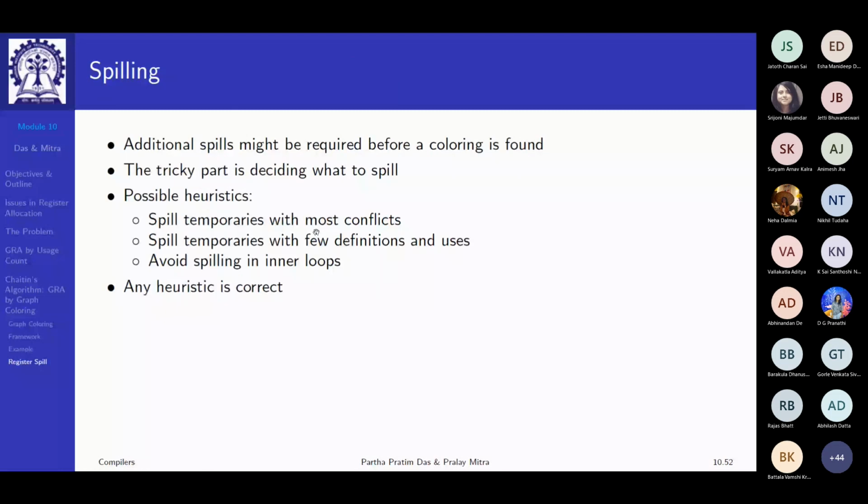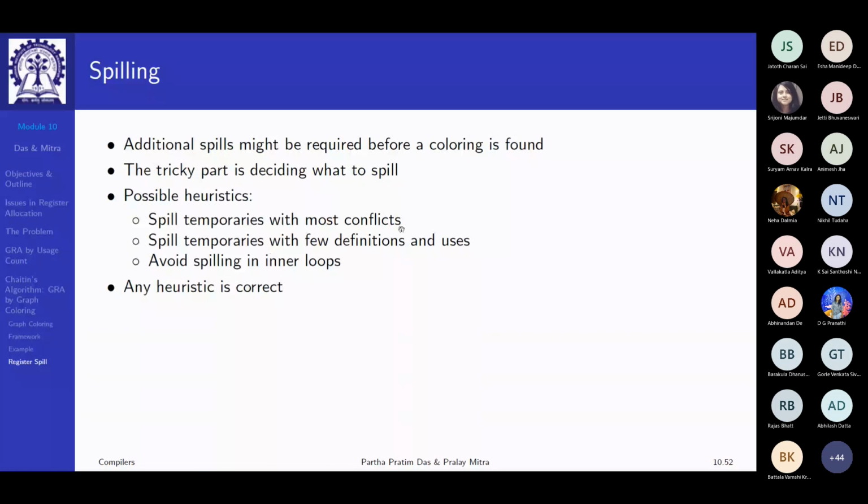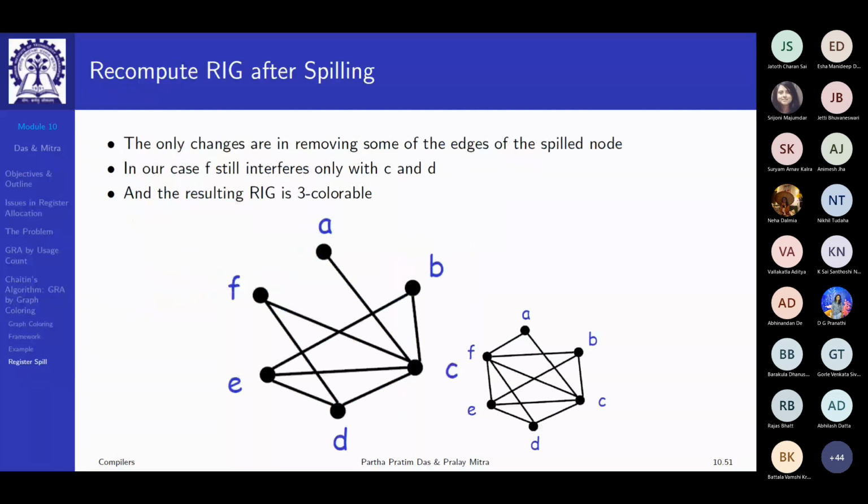So if you look into this, then F has 1, 2, 3, 4, 5 neighbors, E has 1, 2, 3, 4, and C has 1, 2, 3, 4, 5. So if you look into that heuristic, then F and C will be the prime candidates for removal as a spill. Okay. Then the other, let me go back to the code.